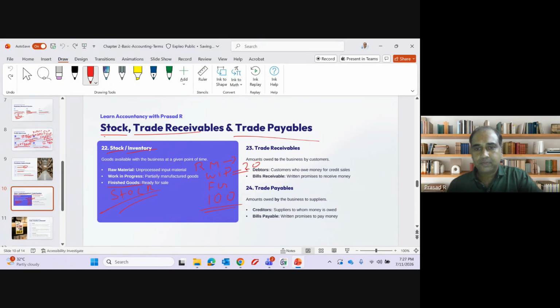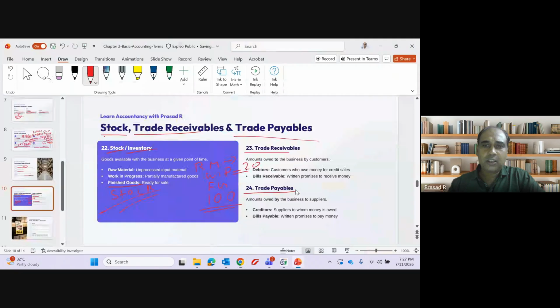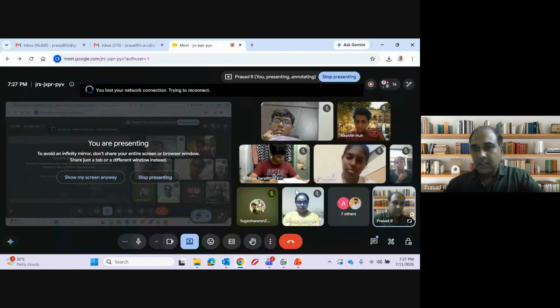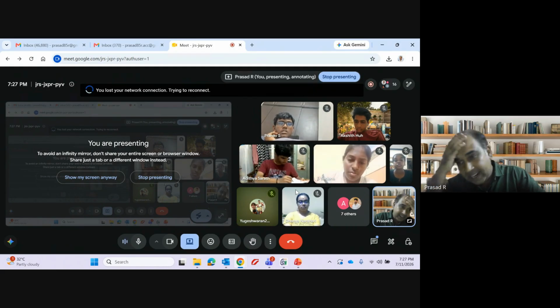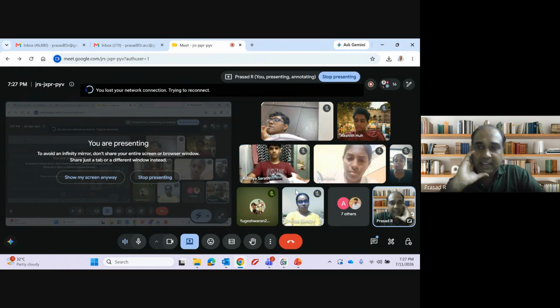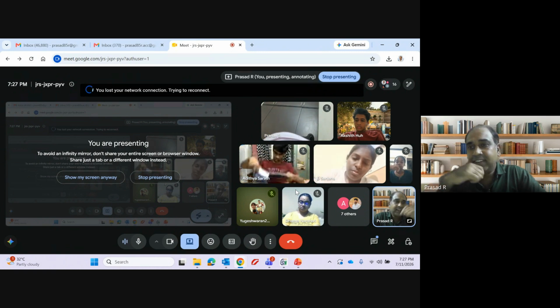trade receivables. Trade receivables and trade payables. Trade receivables, what is this, guys? See, we can make cash sales or we can make credit sales. A business can make cash sales or a business can make credit sales. Whenever the business makes a credit sale, it has to receive that amount. See, what is a credit sale?